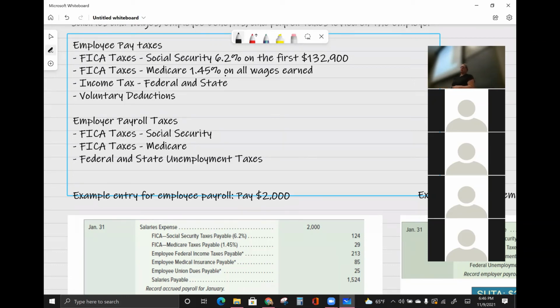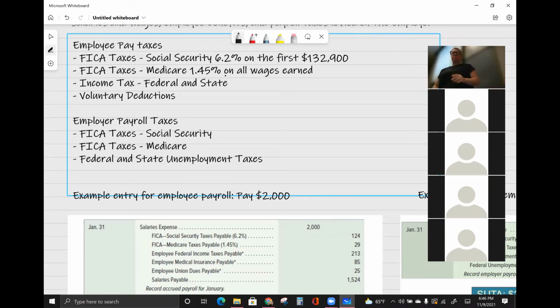Then we have the income tax. So we have federal and state income tax in Louisiana. And if you lived in Texas or Florida, you would only have federal, you wouldn't have state tax if they don't collect it. They do it a little bit different through property tax and stuff. So we have our income tax that's going to be withheld out of that money that we have to withhold from the employee paycheck.